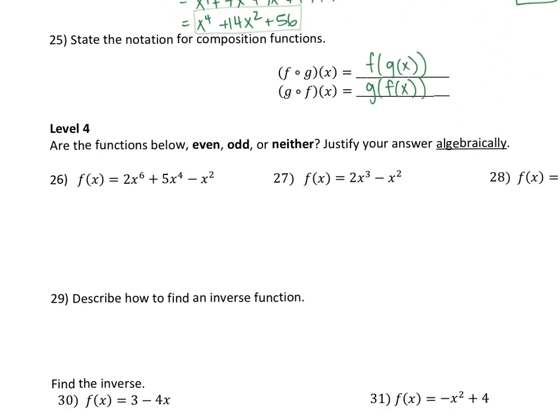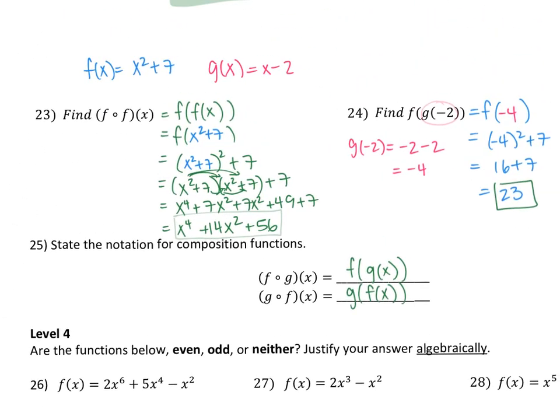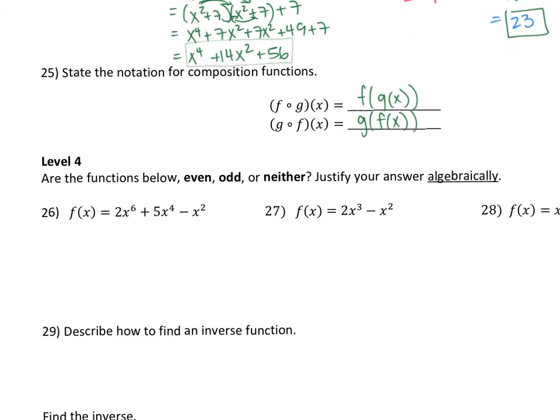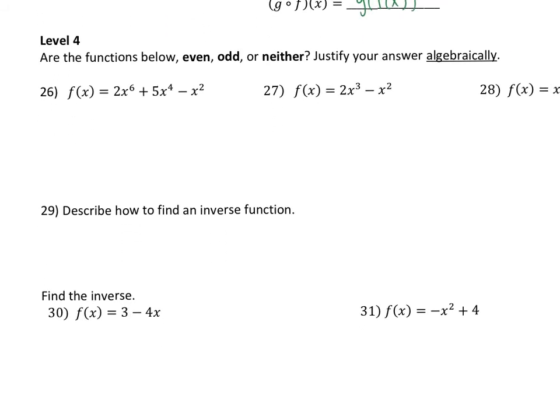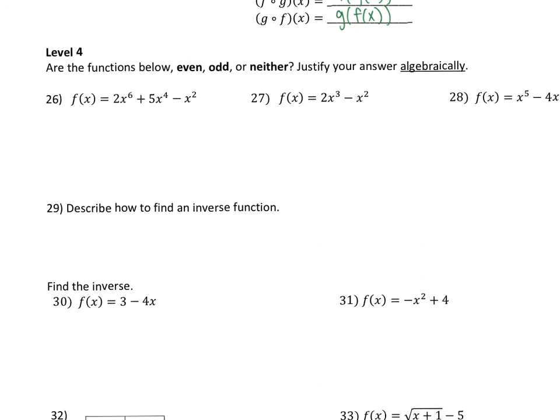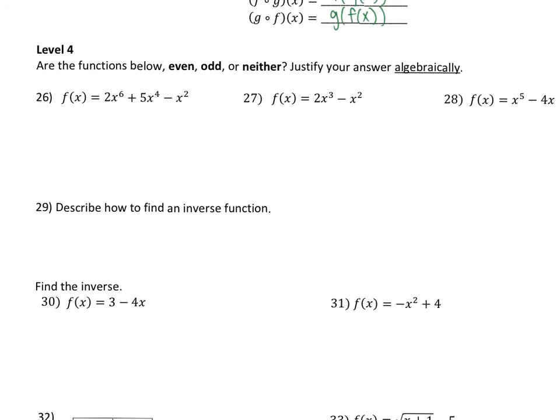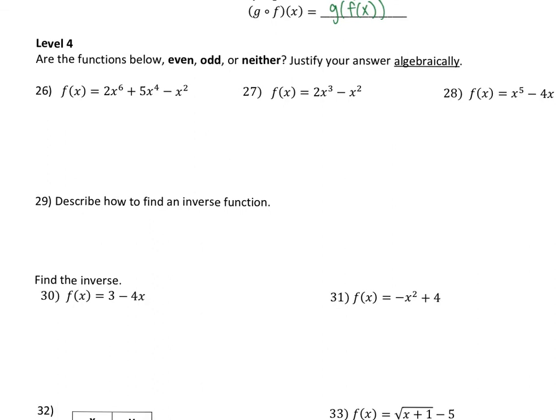All right, so those were level 3 problems, all looking at composition and combination functions. We're going to move into level 4 problems, which is talking about even and odd and inverse functions. So going back to even and odd, things that you might need to remember if you look back at the review or previous journal: anytime you have an even function, whether you plug in a positive number, it should equal the same number as if you plugged in a negative number.